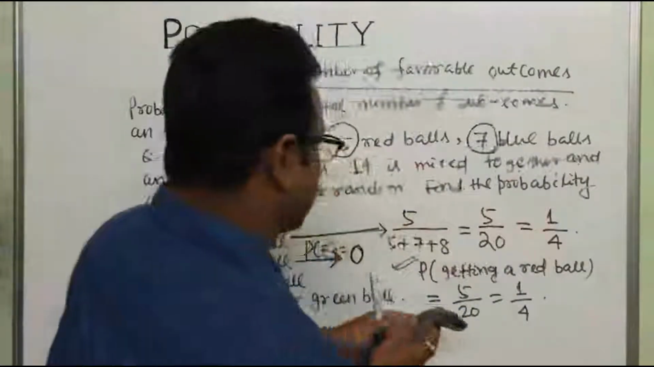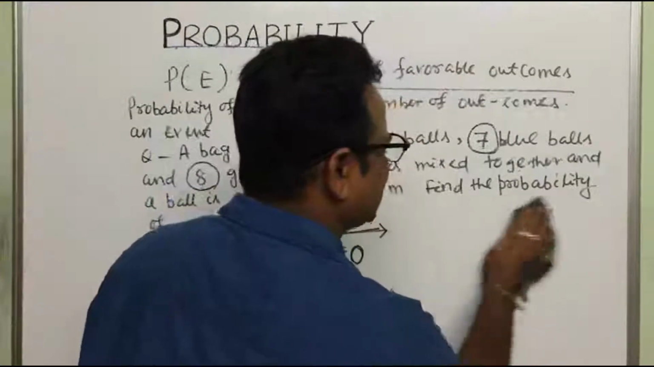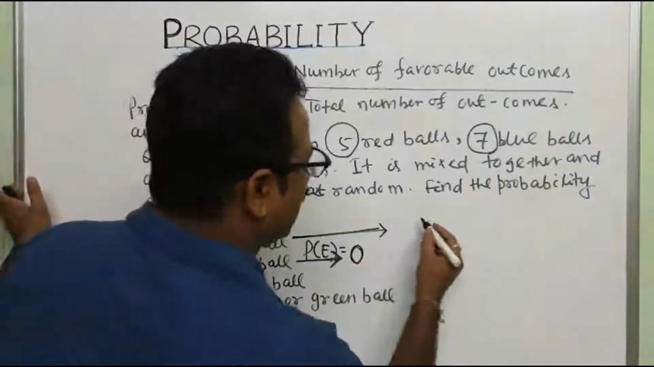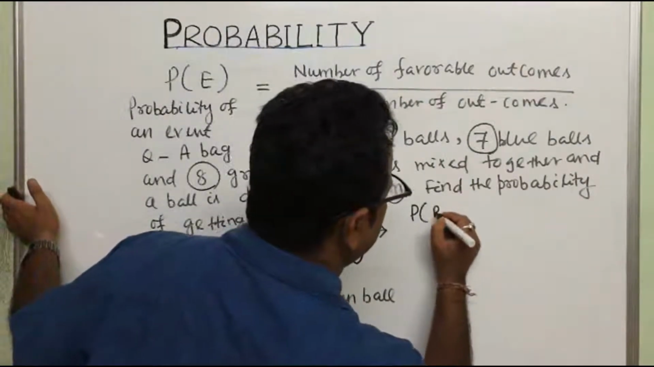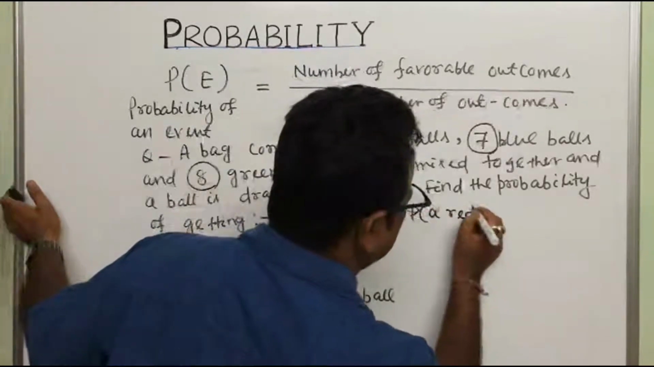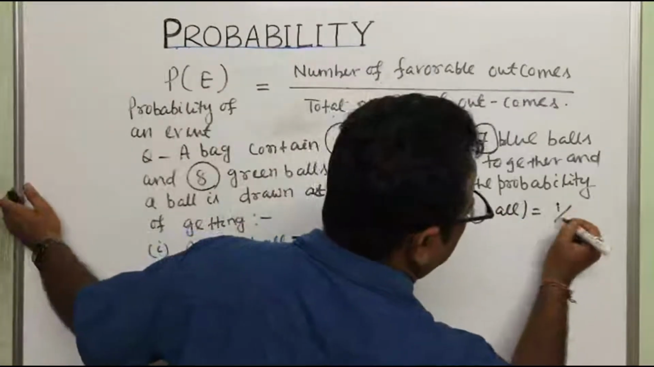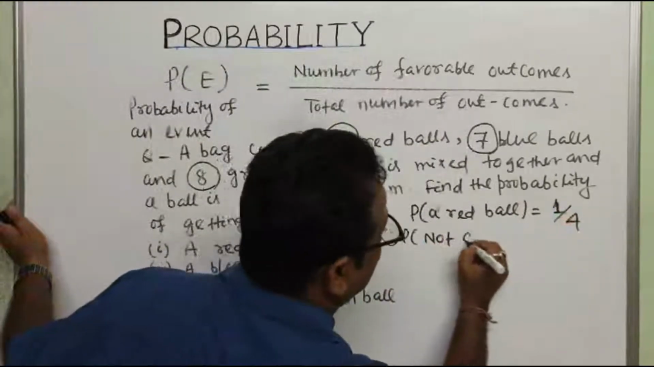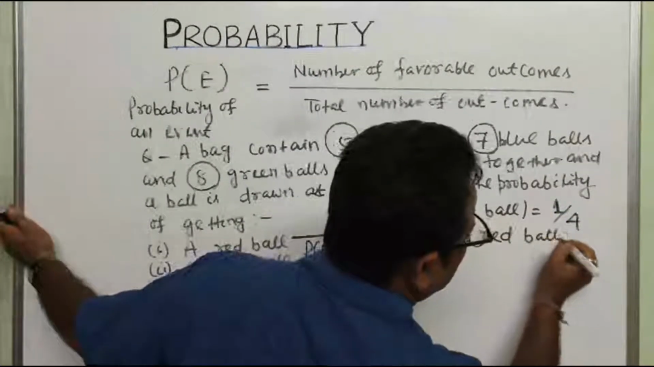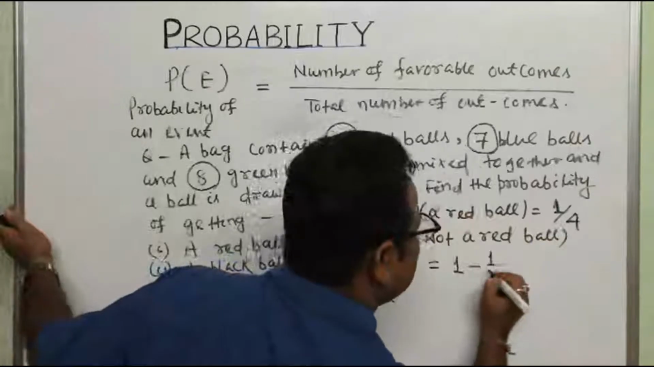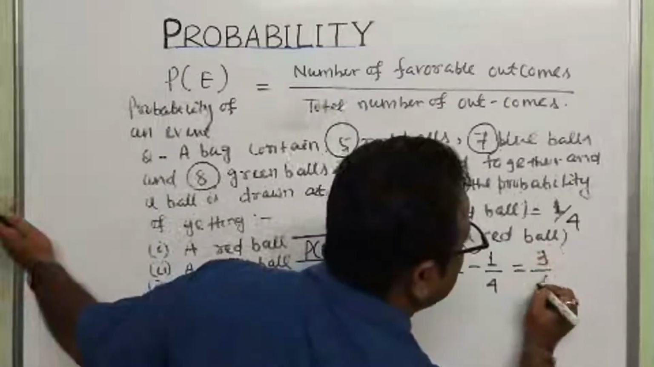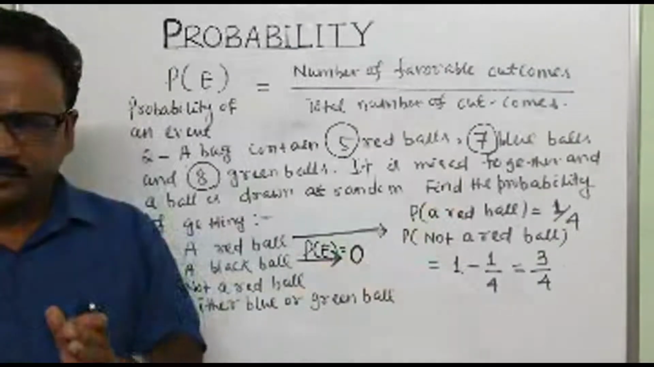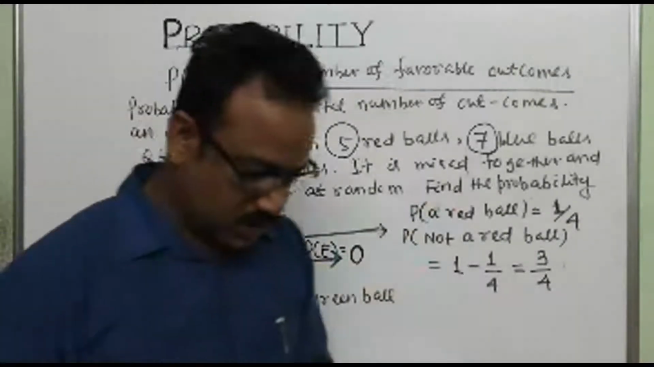Now see, this part I am removing. Find the next one. Okay. Now, not a red ball. Not a red ball means what? P(a red ball) is equal to 1 by 4. Already we have obtained 1 by 4. So P(not a red ball) is equal to 1 minus 1 by 4, which is equal to 3 by 4. Like this, you can find out not a red ball. Okay? 1 minus 1 by 4.